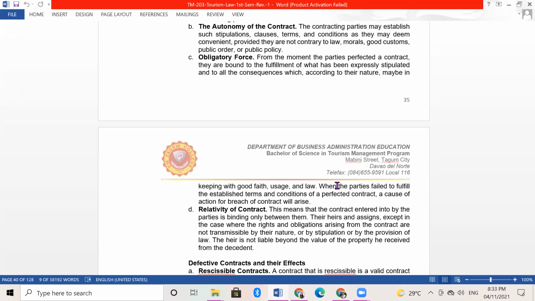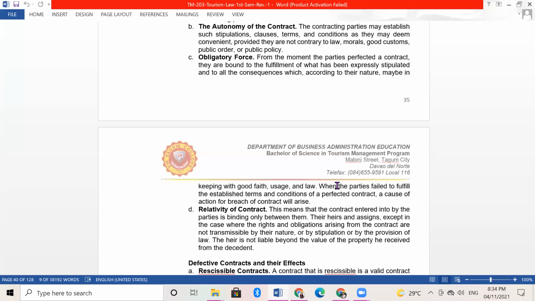So next is the relativity of contract. This means that the contract entered into by the parties is binding only between them, their heirs and assigns, except in the case where the rights and obligations arising from the contract are not transmissible by their nature, or by stipulation, or by the provision of law. The heir is not liable beyond the value of the property he received from the decedent.